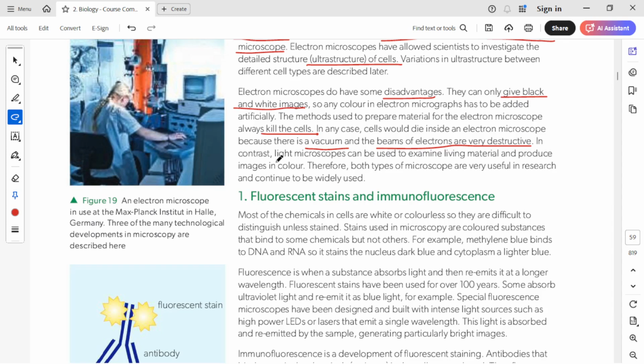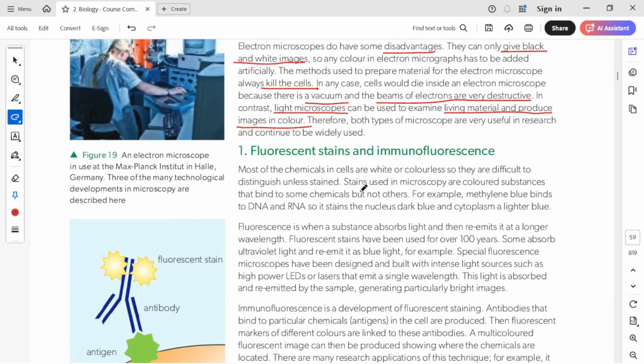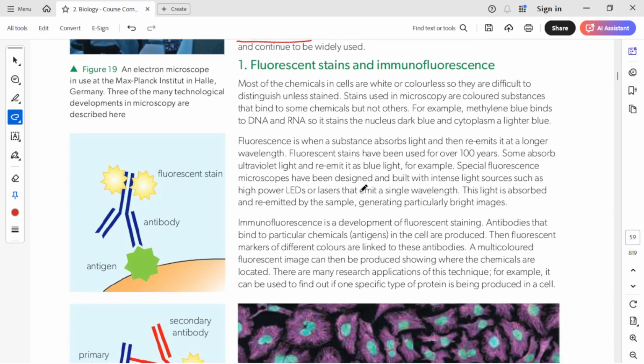So compared to that, in a light microscope we can see live cells, live materials, and produce images in color. We can see colored images as well, but we cannot get very high resolution. So both of the microscopes have their own pros and cons. So now coming to the next one, that is fluorescent stains and immunofluorescence.